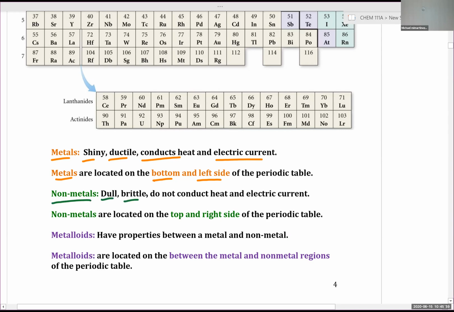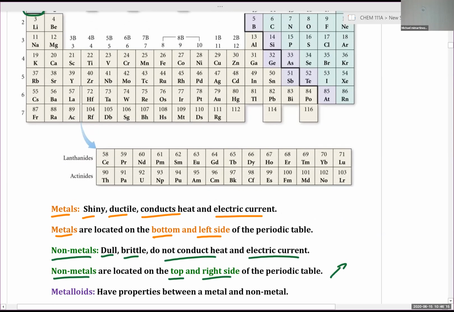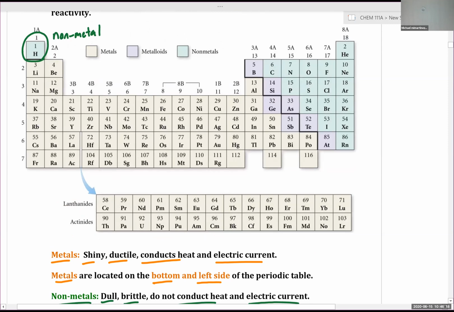Nonmetals are dull, brittle, and they do not conduct heat or electric current. You can think of a piece of coal, which is carbon. Nonmetals are primarily located on the top and the right side of the periodic table. As we can see, there are a few elements on the top and right-hand side of the periodic table that are our non-metals. These are the fundamental building blocks of life. Your carbons, your nitrogens, your oxygen, which is one of the major components of the air that we breathe, as well as our noble gases.